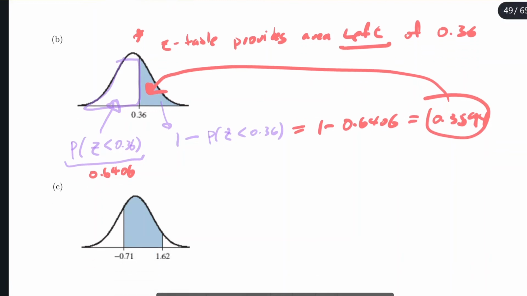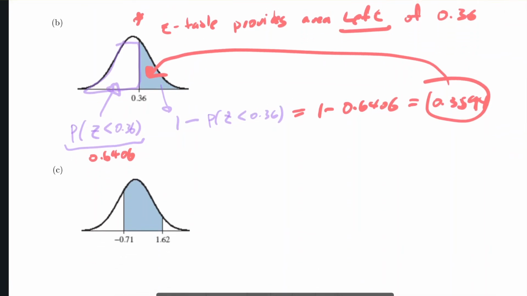Okay, so let's look at the third problem. Now we'll find this area using the z table. Now we have two values here. We want to find the area between negative 0.71 and 1.62. What we have to do is first, we actually have to find the area left of negative 0.71. So I'll find this purple area first. And then I find this red area, which is left of 1.62. And then I subtract the purple area.